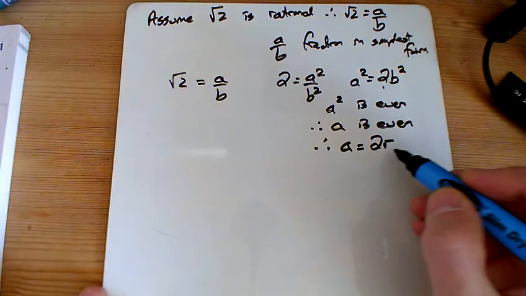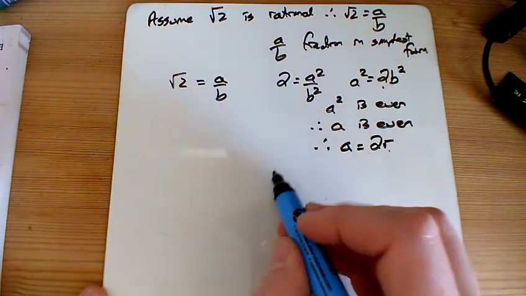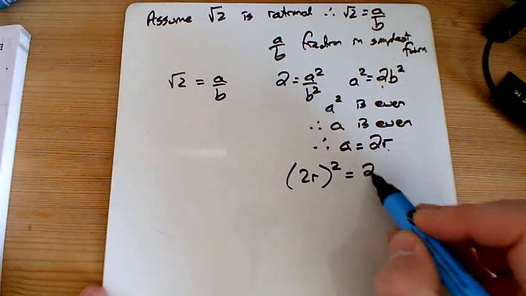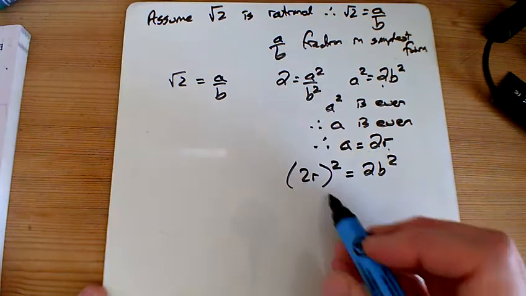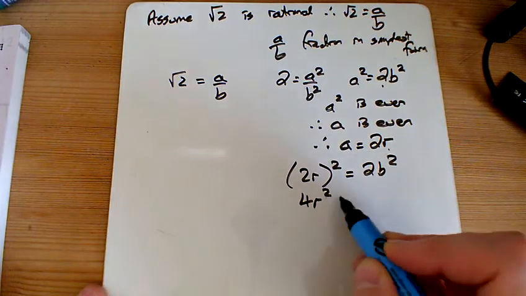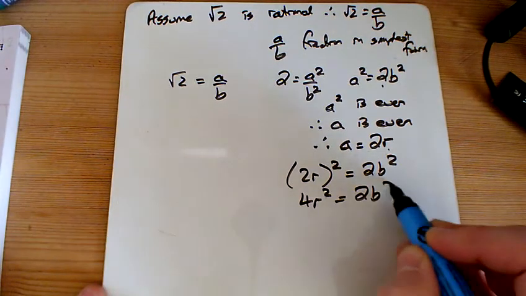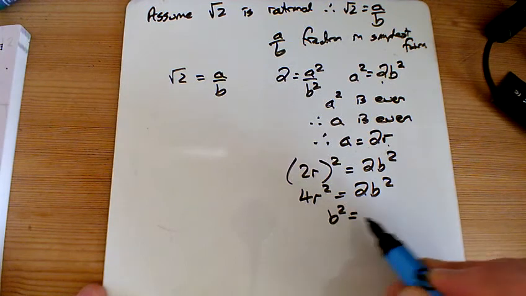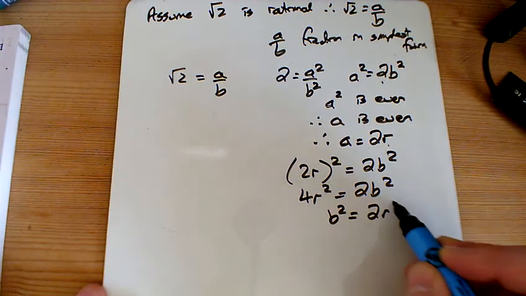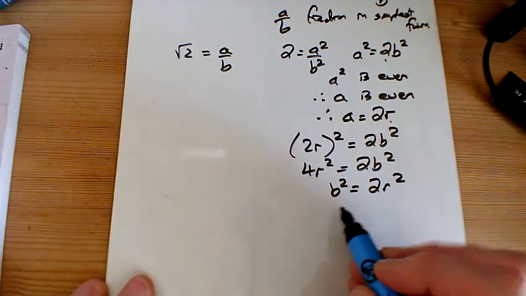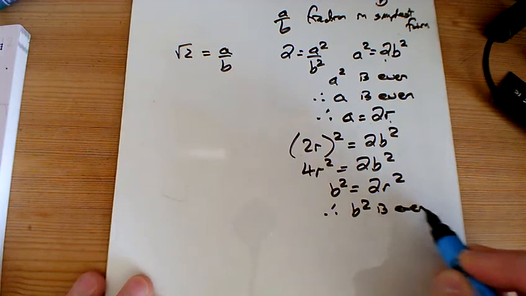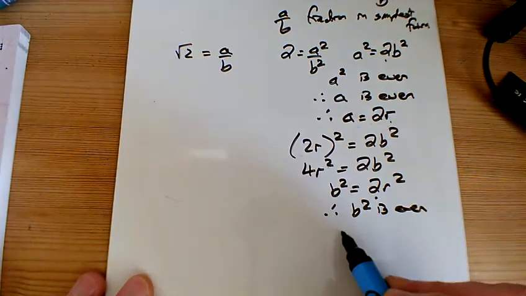Once you've got that, you now drop this back in here. So we've got 2r all squared equals 2b squared. This gives us 4r squared is 2b squared. Dividing both sides by 2 gives us b squared equals 2r squared. And that tells us that b squared is even. For the same logic, there's a 2 here.